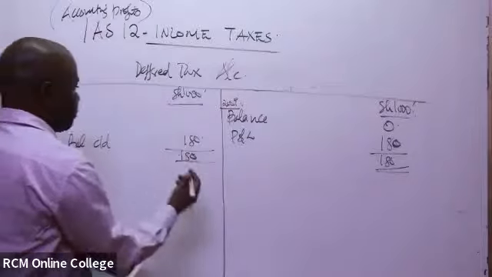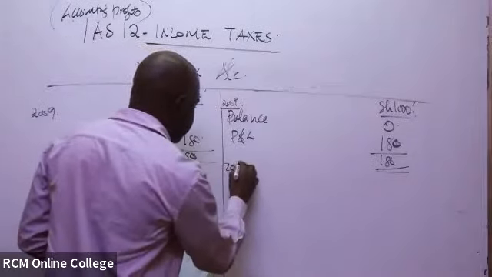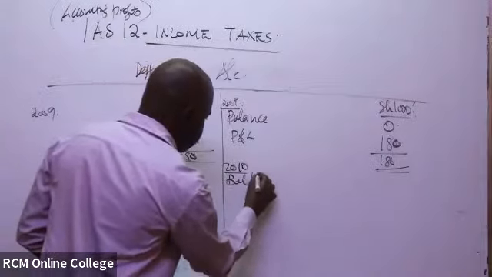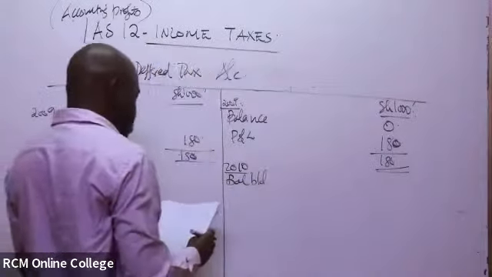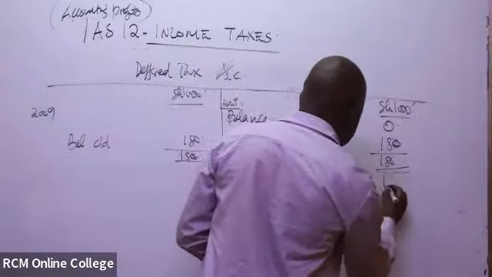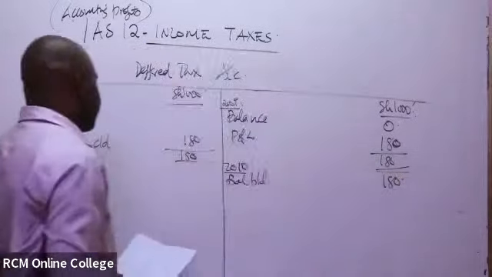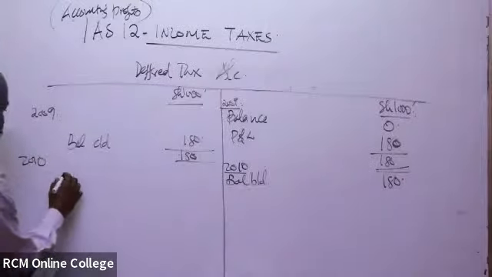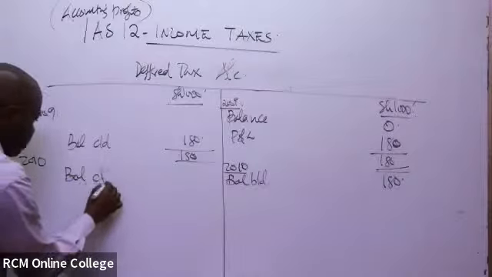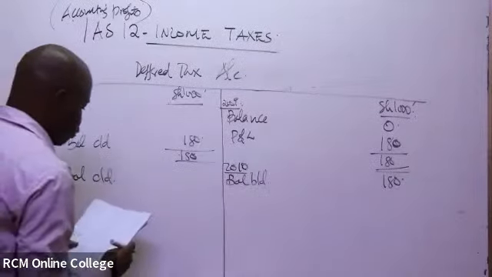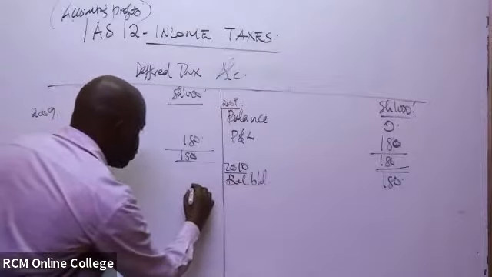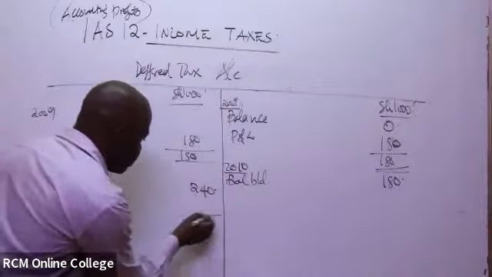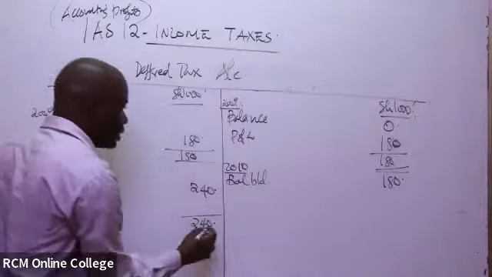But now the coming year, that is 2010. So we have a balance brought down of 180. But by the end of the year, our balance carried down for 2010 is actually how much? It is actually 240. So there was an increase of 60. So the total here you can see is 240.